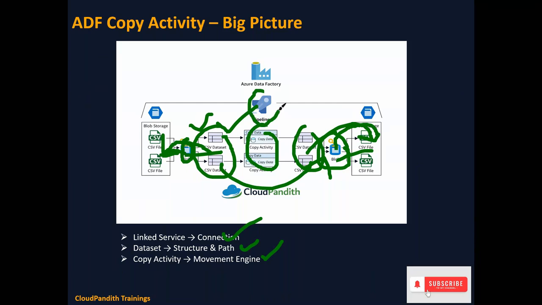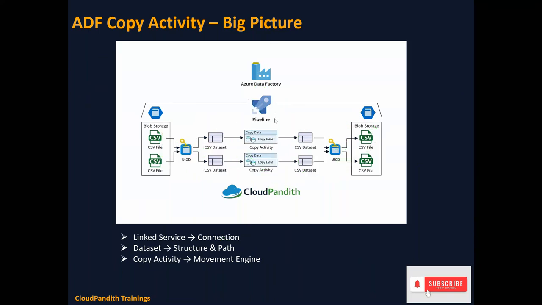Here, Azure Data Factory pipeline is an orchestration tool which tells you when this copy activity has to run, and what should happen after copy activity. So all these things we are going to design based on how you design a pipeline, it is going to execute.